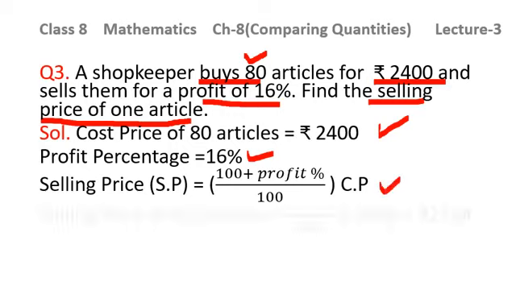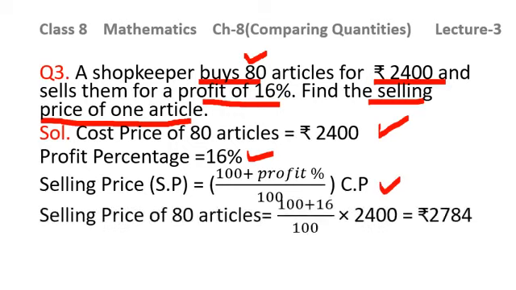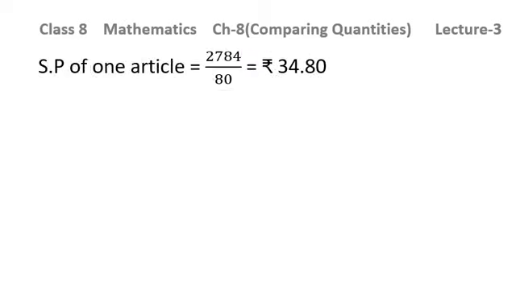Simply you are supposed to put the values. This is the formula. And then the SP of 80 articles will be (100 plus 16, as per the profit percentage given to you) over 100 into CP, which is 2400. So it will be 2784. But we want the selling price of one article, so this will be divided by 80. 2784 divided by 80 gives you 34.80 rupees. So here, the first case, I have solved it using the formula.